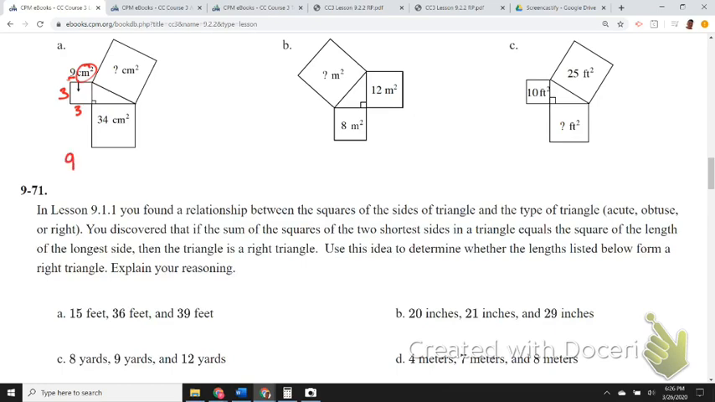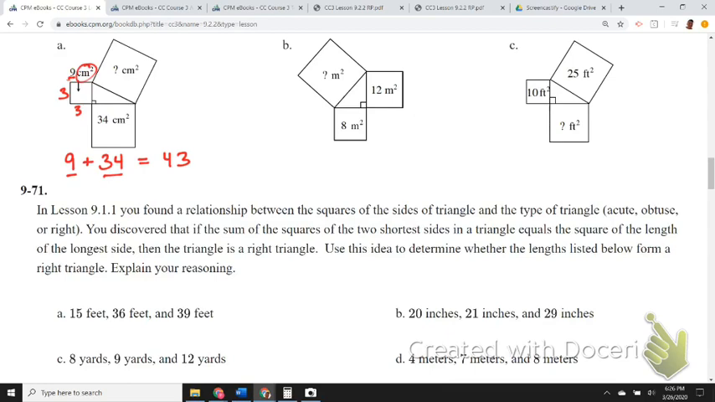So we're going to ask ourselves, 9 plus, because 3 squared is 9, plus 34, what should it equal? Well, that's going to equal my hypotenuse. So what's the area of my hypotenuse? Well, simple, just 9 plus 34. So 9 plus 34 is 43.